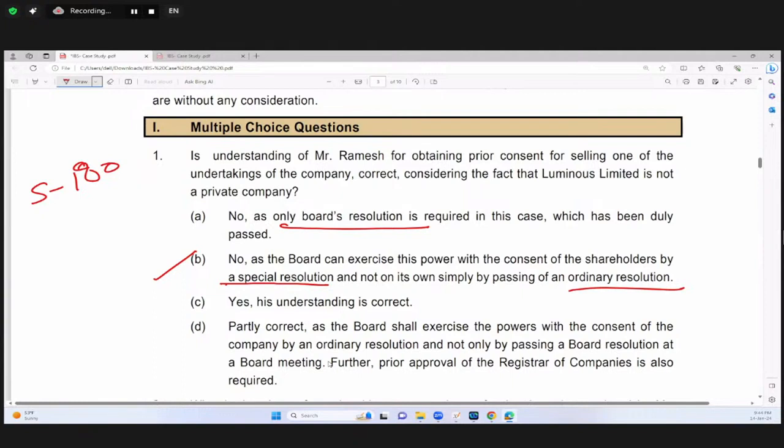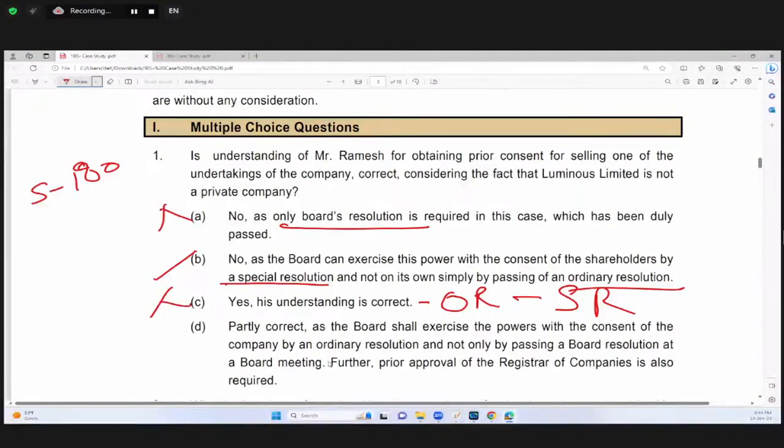Okay. Yes. Moving to option C, yes, his understanding is correct. No, his understanding is not correct, because he is thinking about ordinary resolution. But here the Companies Act says that it should be special resolution. So that option C is also incorrect.